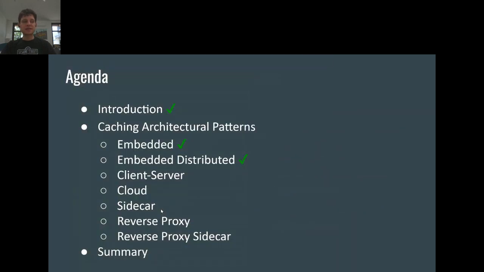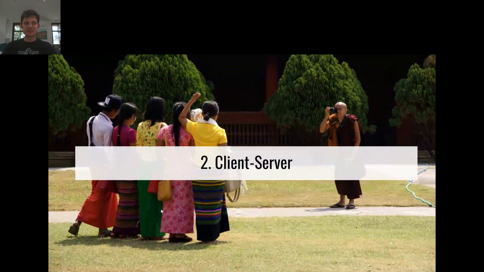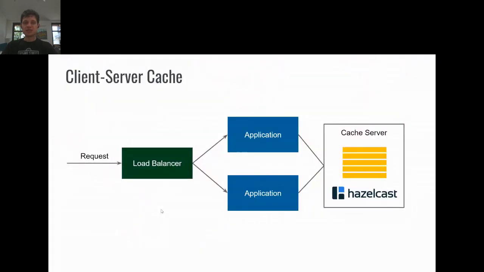Okay, we covered embedded caching. So the next topology you can use is client-server. Client-server is kind of database style, when you deploy your server separately and then use clients to connect to the server. This is a diagram for the client-server architecture.